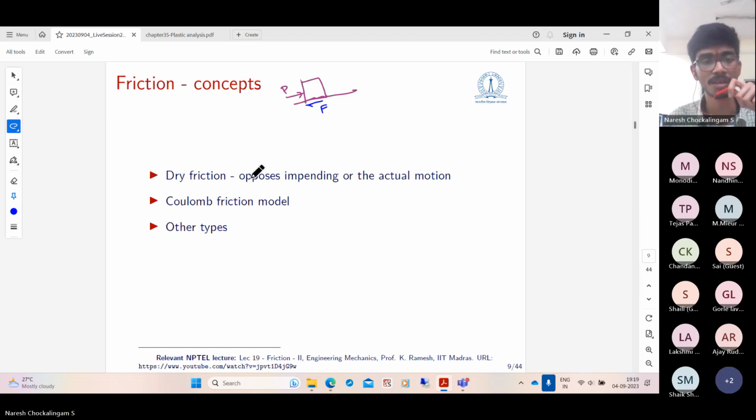That's dry friction. This dry friction opposes either impending motion or actual motion. Impending motion is when the block has not actually started moving. It tries to move in a certain direction, but the friction is opposing. Or it can also oppose the actual motion. Actual motion is when a block is already sliding at some velocity, subjected to some forces. If it is sliding at a constant velocity or some velocity, there is always a friction force acting opposite to the applied force. So this you can call kinetic friction, and this you can call static friction.